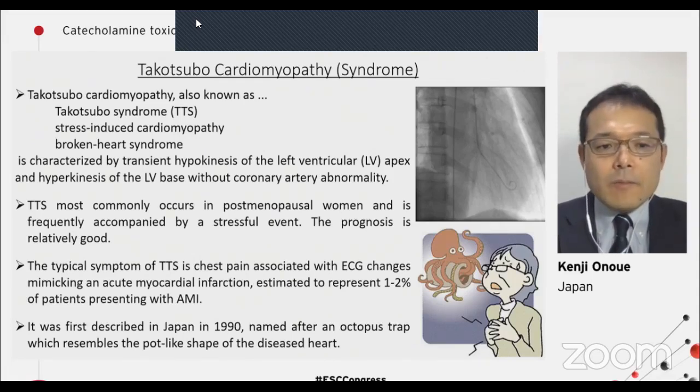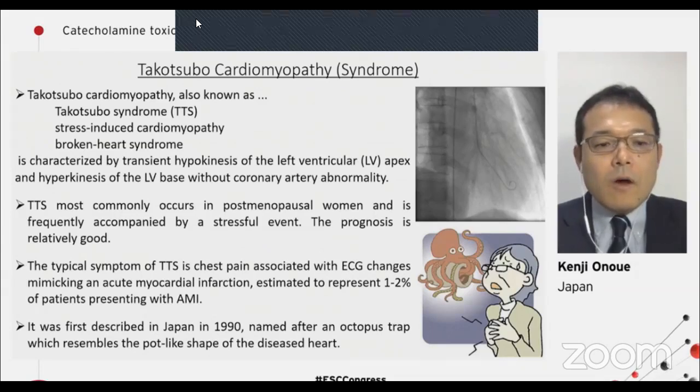The typical symptom of TTS is chest pain associated with ECG changes, mimicking an acute myocardial infarction, estimated to represent 1 to 2% of patients presenting with AMI. It was first described in Japan in 1990, named after an octopus trap, tako-tsubo, which resembles the pot-like shape of the diseased heart.